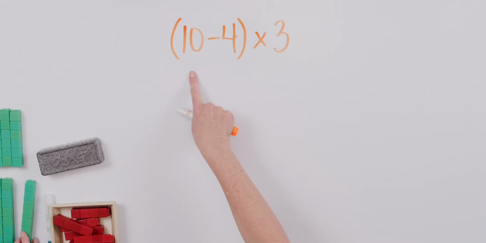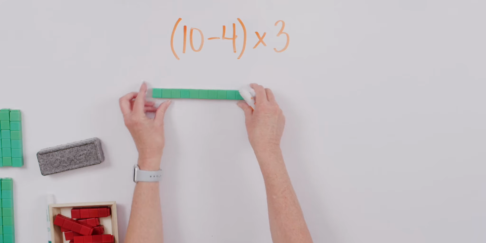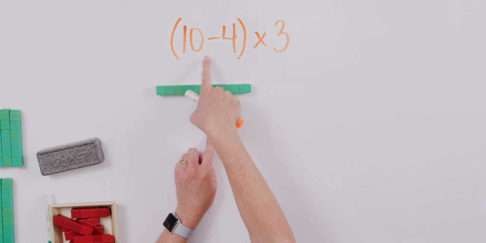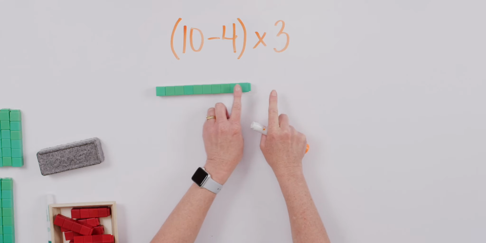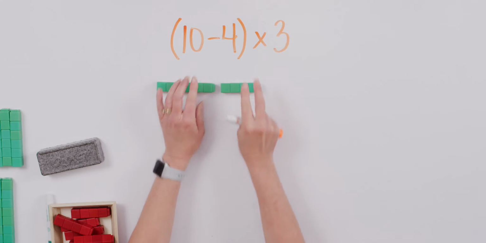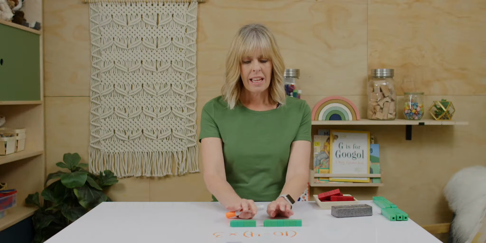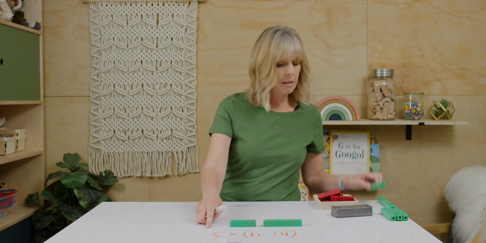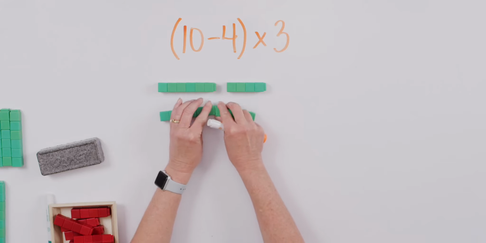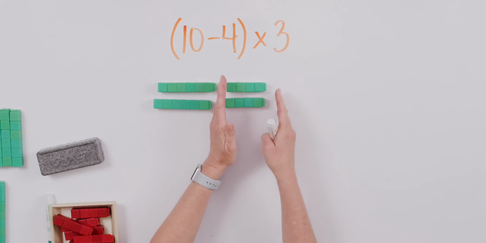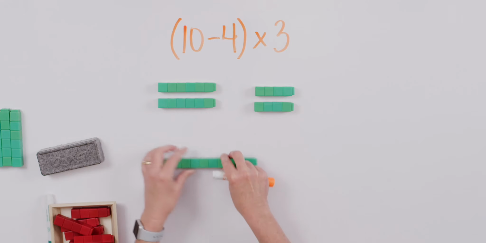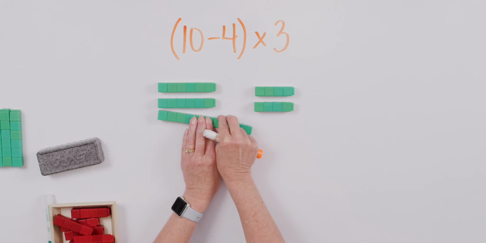So we're going to start with our 10. So I have 10 right here. And it does say from our 10, we're going to subtract 4. So I'm going to take 1, 2, 3, 4 off of there. And it says I'm supposed to do this how many times? 3 times. So let me get my other 10 and take 4 off. Just kind of taking those 4 away. And my last 10, and I'm going to take 4 away from that.